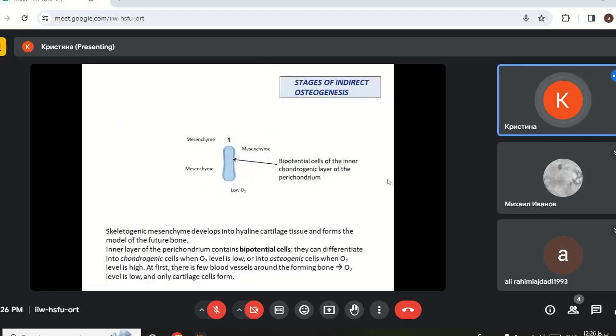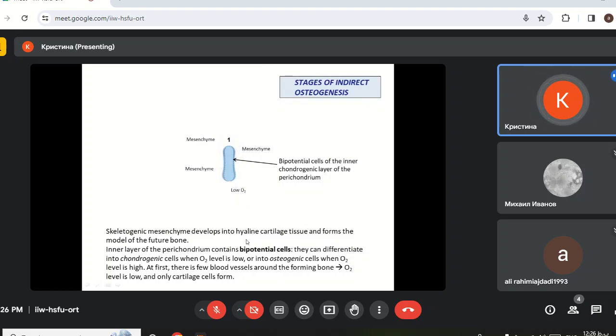And now we will discuss all these stages one by one. So first of all, the skeletogenic mesenchyme gives rise to the hyaline cartilage tissue and forms the model of the future bone. So all this is the cartilage. Hyaline cartilage is covered with the perichondrium, which consists of two layers, outer fibrous and inner chondrogenic layer.